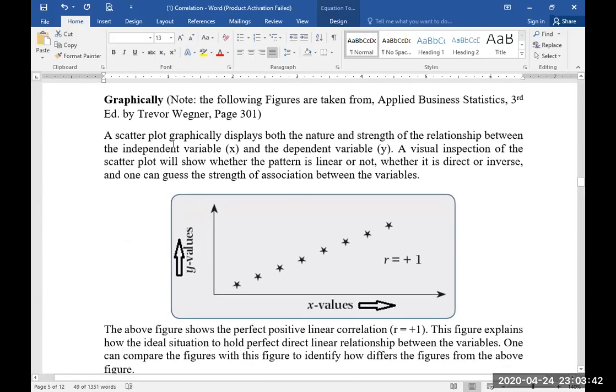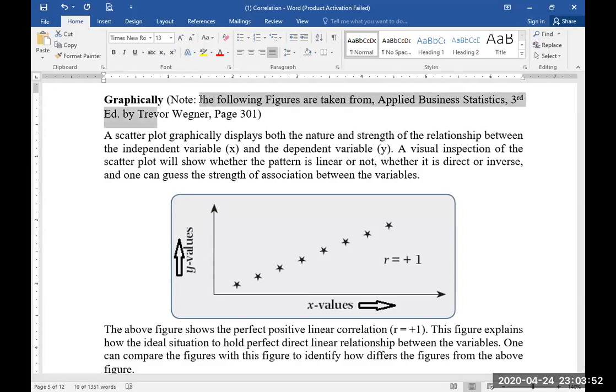Graphically, students, the following figures I have taken from Applied Business Statistics, third edition by Trevor Wagner from page number 301. A scatter diagram or plot graphically displays both the nature and strength of the relationship between the independent variable and dependent variable y.